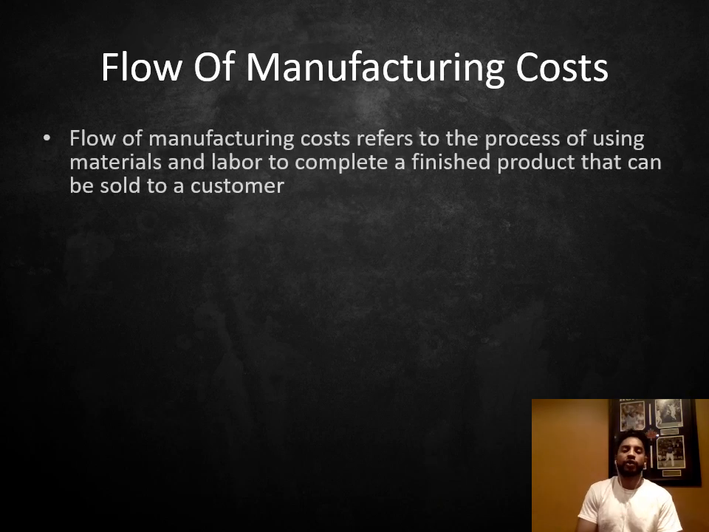Flow of manufacturing costs. Flow of manufacturing refers to the processes of using materials and labor to complete a finished product that can be sold to a customer. So just like supply chain, that's what flow of manufacturing costs is. It's the exact same. It's the flow from manufacturing a raw material to the end product. Those are the costs that are involved with manufacturing raw material into a finished product.